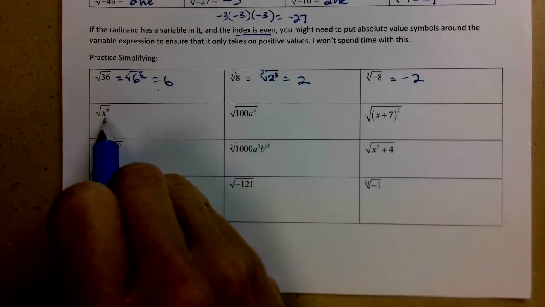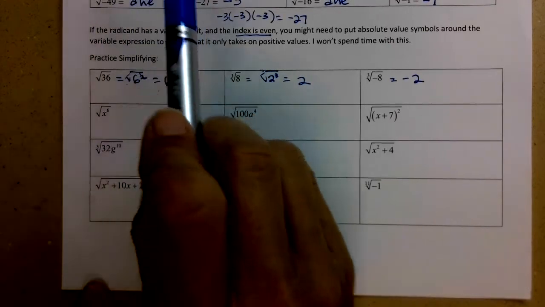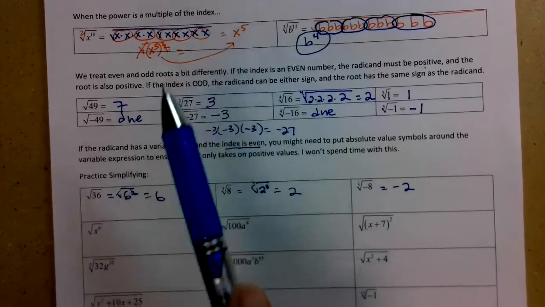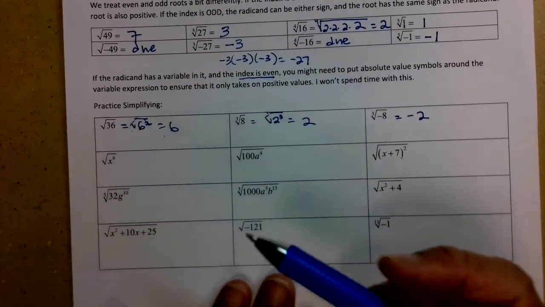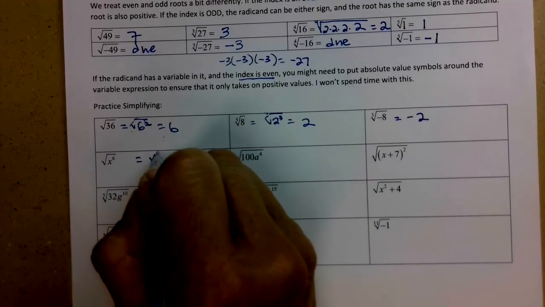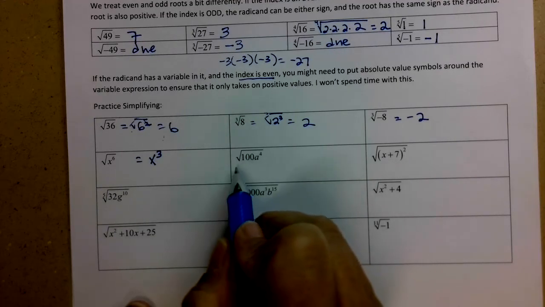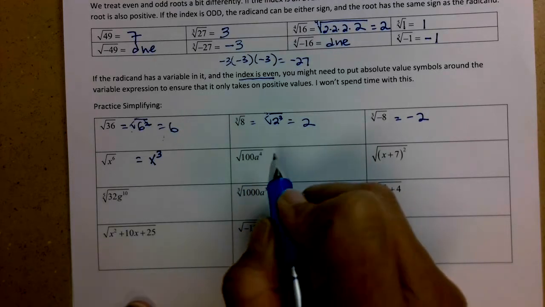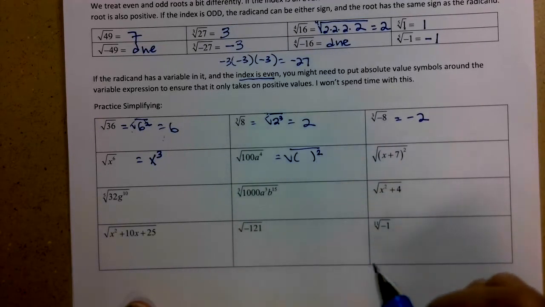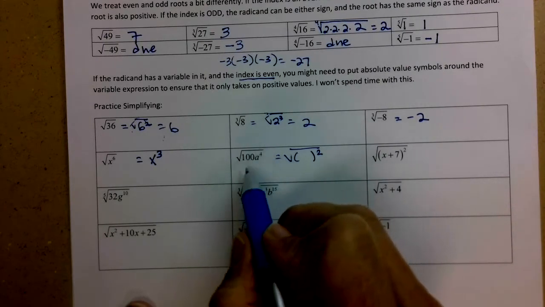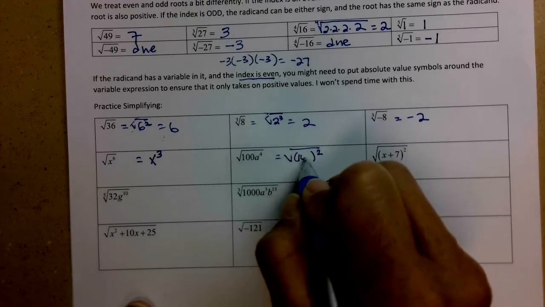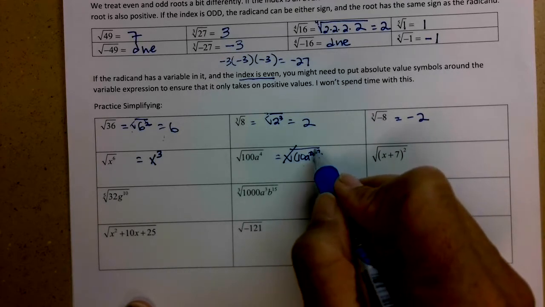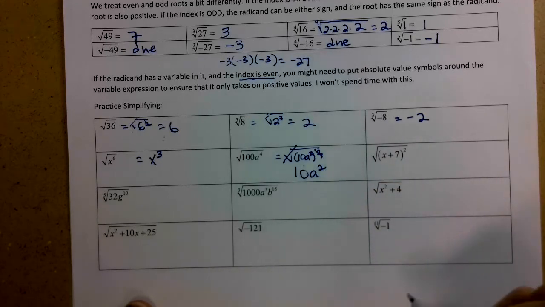Okay, square root of x to the 6th. Can you make a jump from what we were doing up here with our square root of x to the 10th and our cubed root of b to the 12th? Do you think you could write down your answer for the square root of x to the 6th? So x cubed. Square root of 100 a to the 4th. So that's a perfect square. How would I rewrite 100a to the 4th as something squared? So it's 10a squared, squared, so that when these cancel, that simplifies to 10a squared.